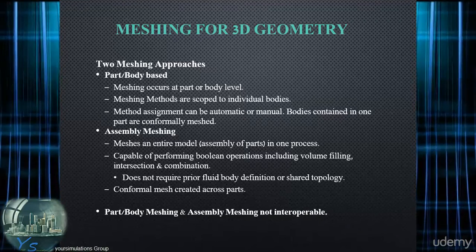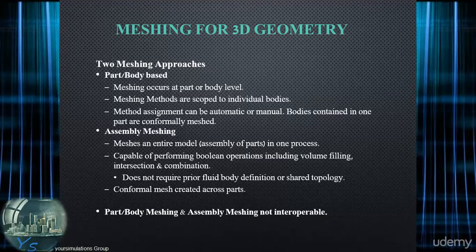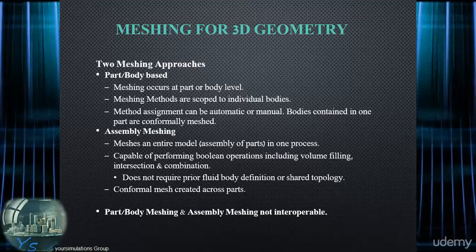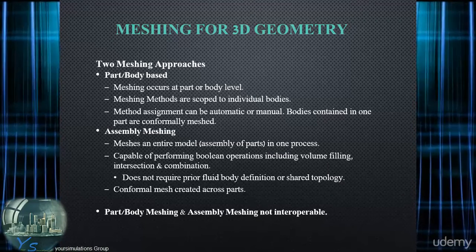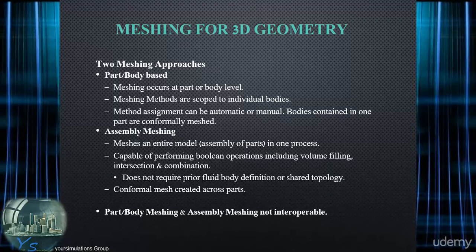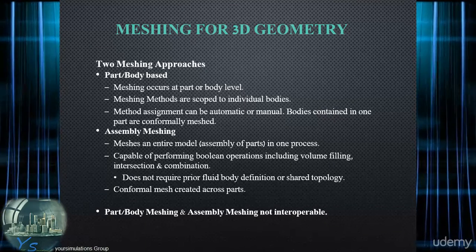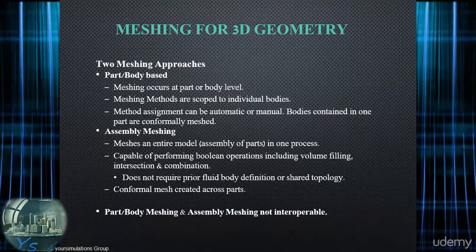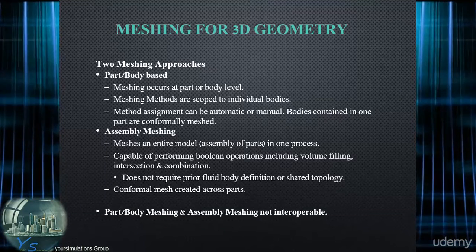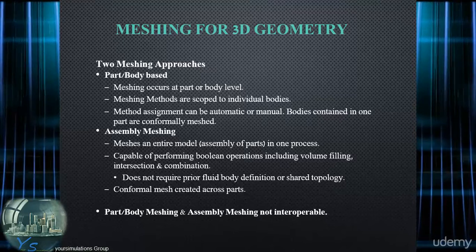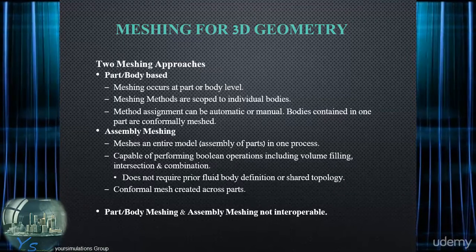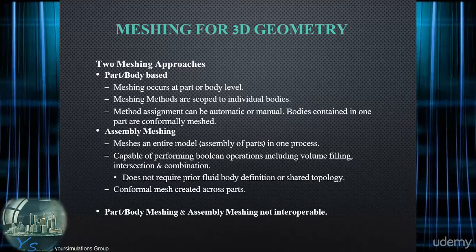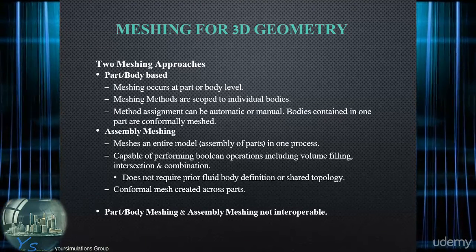The assembly meshing approach meshes the entire model and always creates conformal meshes. There is no need to extract the fluid volume, and it can even walk over small gaps in the model. However, this comes at a price of high memory consumption and little control over mesh quality. We will look into this method in Lecture 7, because assembly meshing is not interoperable with the conventional approach. In this and the next few lectures, we will concentrate on the body-based approach.